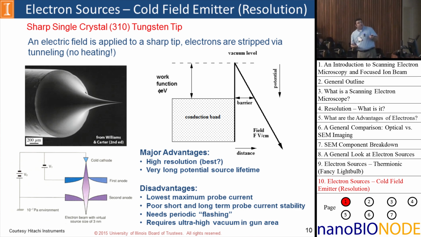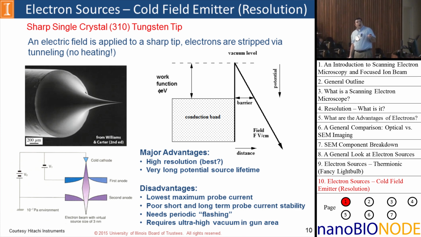Now, the sources that are more resolution-oriented are field-emitting sources. These sources are a little bit different. They still use tungsten, but they're going to come to a sharp, tapered tip, a few nanometers in curvature. And instead of using heat to produce the electrons, we now keep them cold, and we use an electric field to actually strip electrons off of the very tip of the emitter. So you have a first anode, which is going to strip electrons off of the source, and then you have a second anode that's going to accelerate those electrons down into the column.